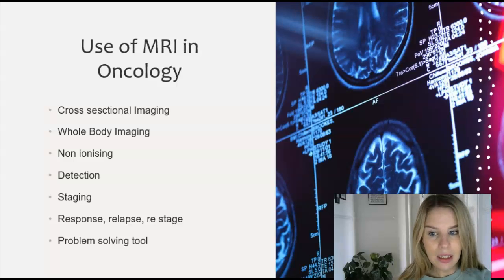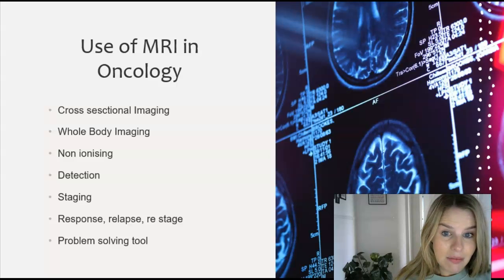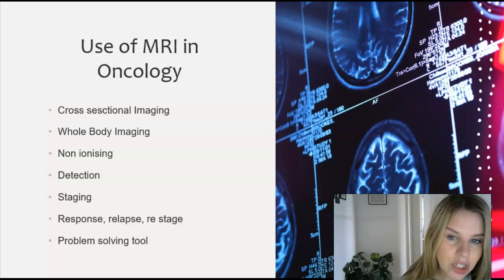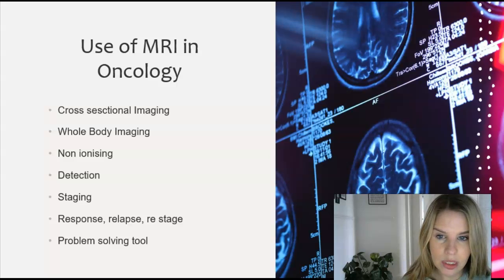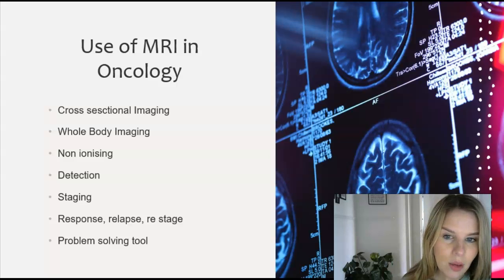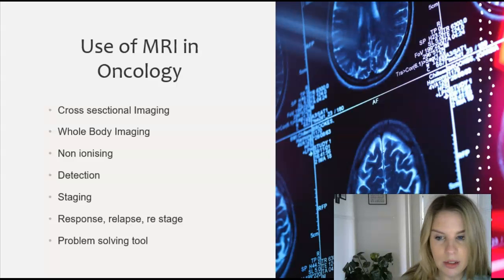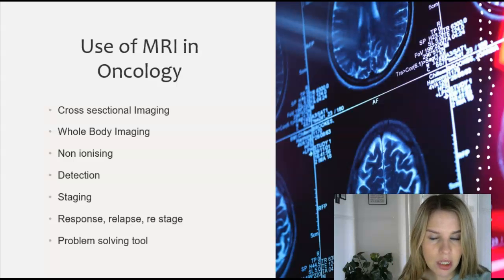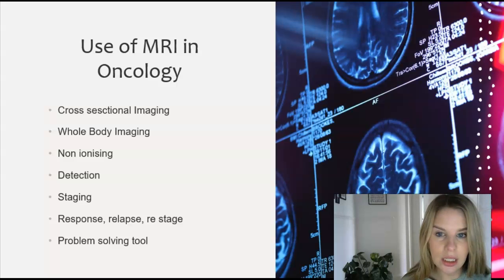MRI basically plays quite an important role, as you can imagine. Obviously, it's cross-sectional imaging, and it can allow us to image the body in different planes. We can actually do whole body MRI imaging, which we will talk about towards the end of this lecture. One of its great benefits is that it doesn't involve any ionizing radiation. I mean, obviously you know that, but it's just really important to emphasize that, especially when you're talking about whole body imaging or when you're talking about pediatric imaging.